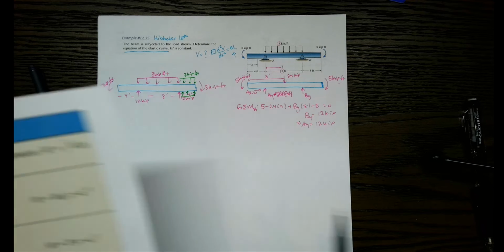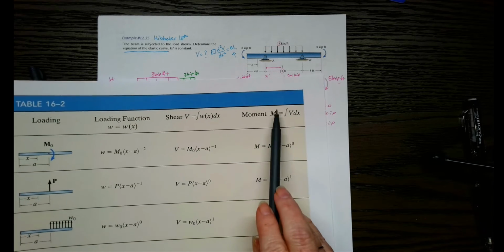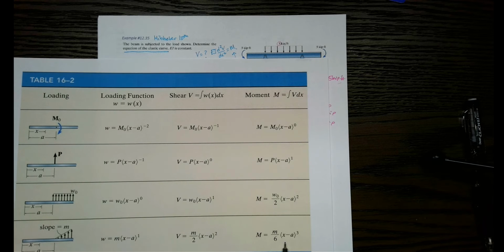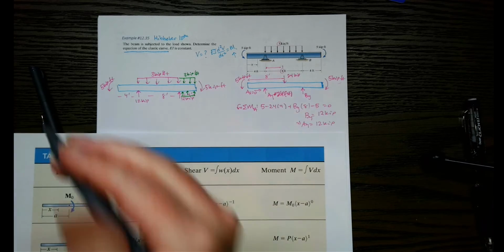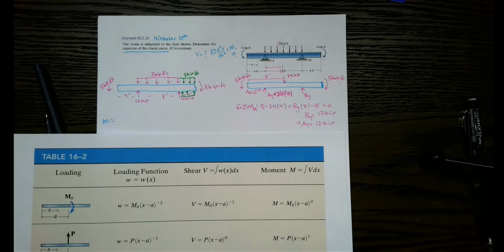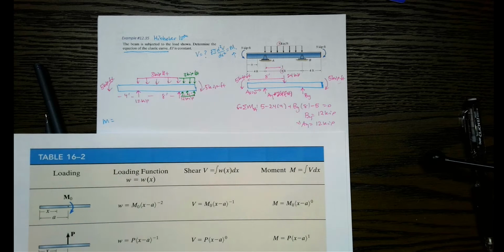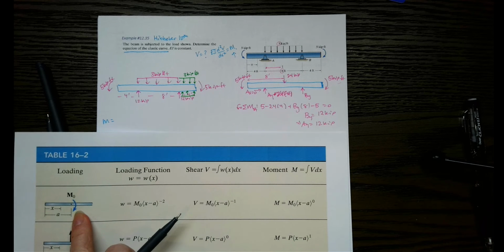Okay, so let's look at this table here. We're going to focus on this last column because these are the moment functions. All right, so let's just go from the left to the right and we'll go step by step. And let's write this right here. So right here we've got an applied moment, right? It's clockwise 5 kip feet. So if I look on this table, here is just an applied moment.